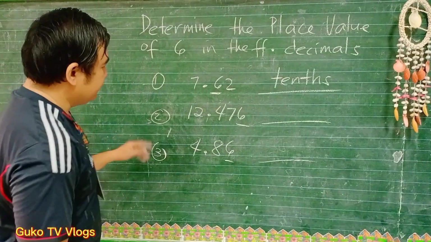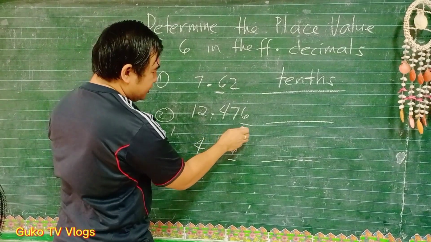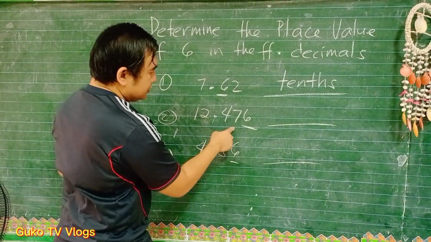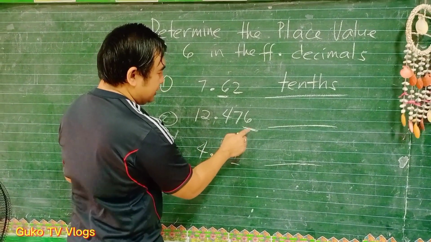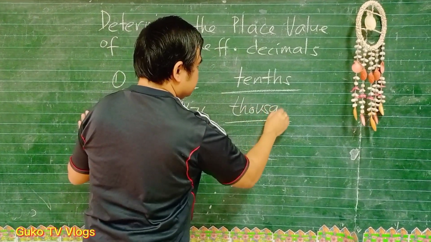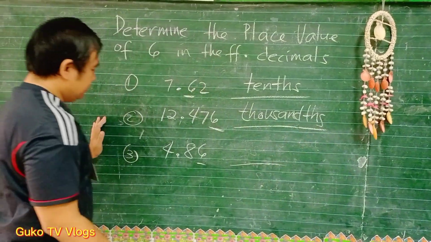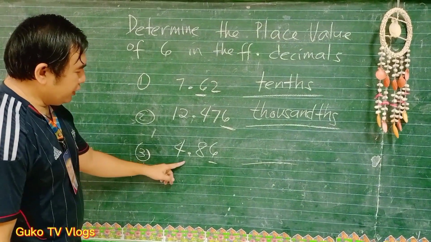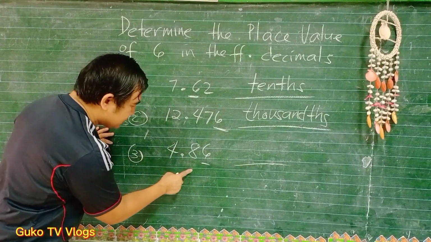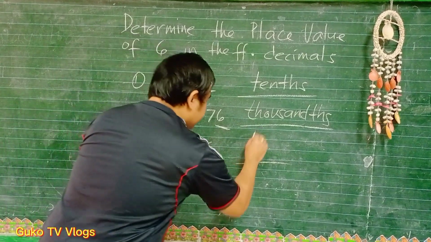Okay, example number 2, 12 and 476 thousandths. So again, this is tenths, hundredths, thousandths. So 6 here is in the thousandths place. Okay, number 3 example, 4 and 86 hundredths. So again, this is tenths, this is hundredths. So 6 here is in the hundredths place.